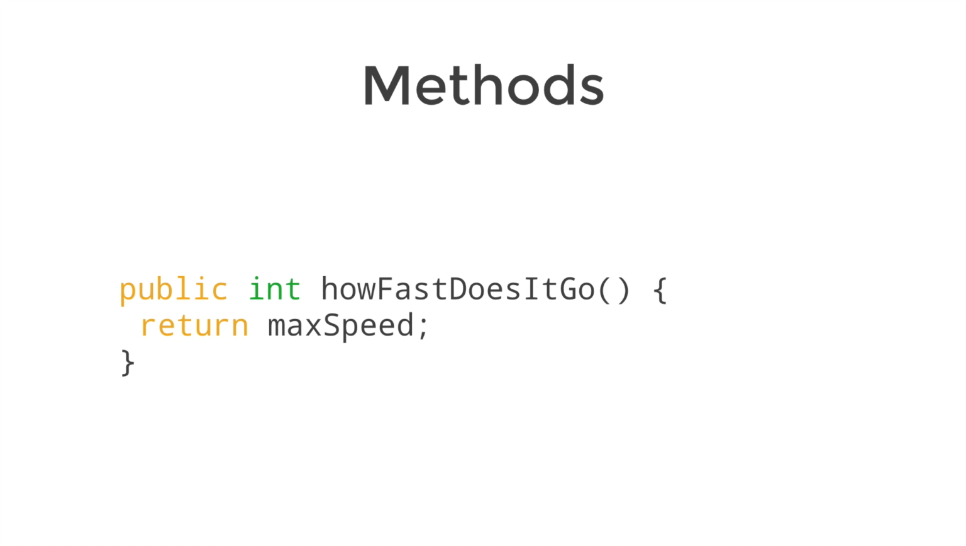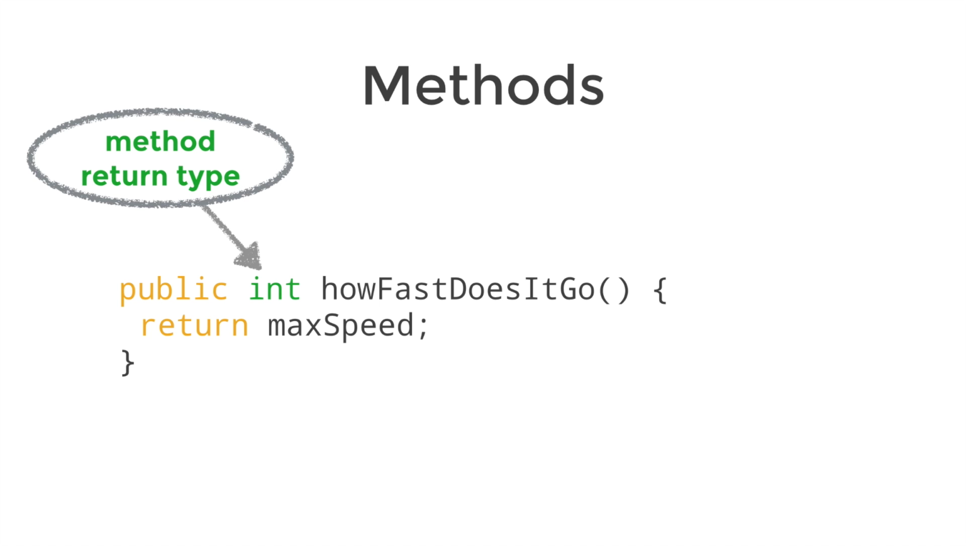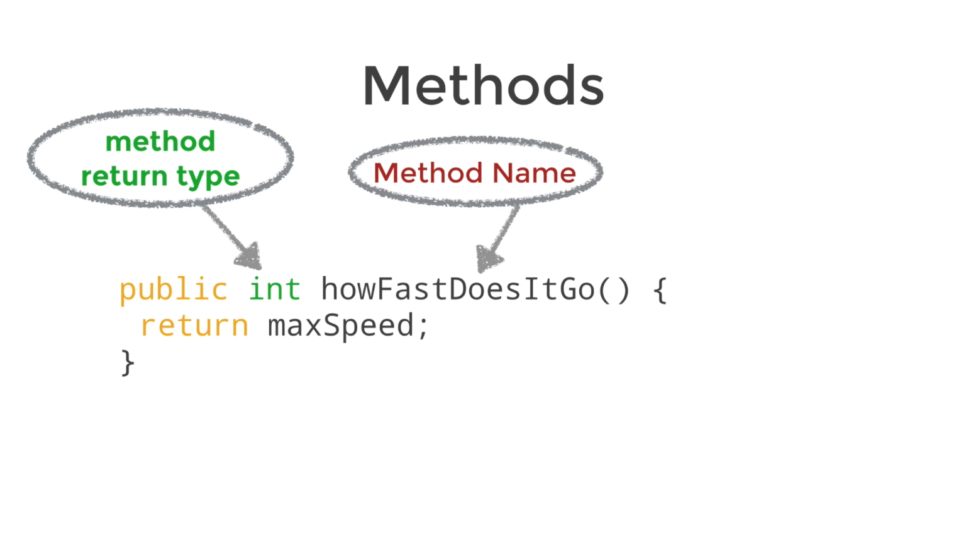If we look at this method in a bit more detail, we see the following. Public int howFastDoesItGo is the first line. Int is the return type of the method. Int is the type of the thing that the method spits out when it's finished. So this method returns an integer. howFastDoesItGo is the name of the method.